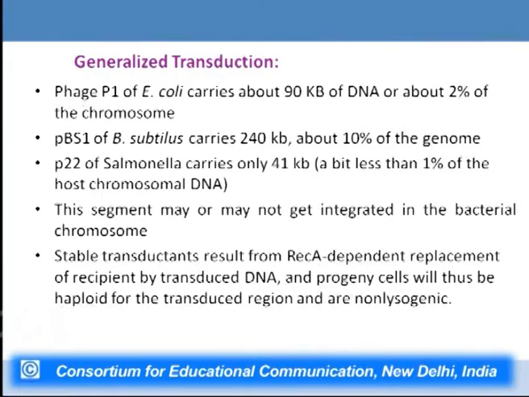Stable transductants are formed only when the DNA which has been injected into the bacterial cell gets integrated into the host chromosome. If it does not get integrated into the host chromosome, transductants are not formed. Now, generalized transduction can be categorized as complete or it can be categorized as abortive.